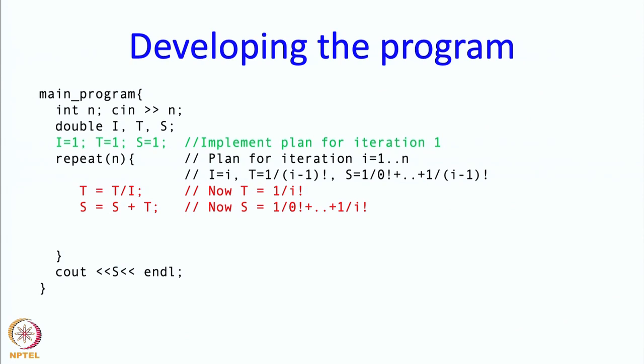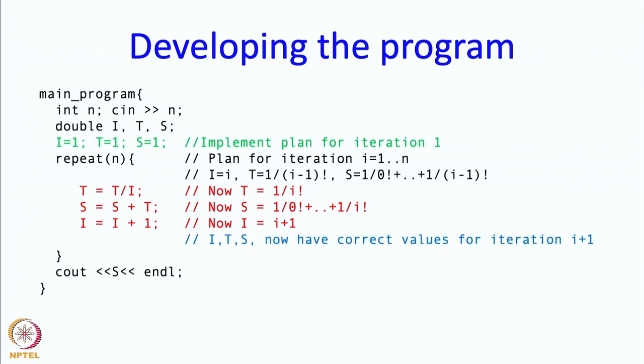Next, we said that we are going to add the newly calculated term to the sum, and in fact, the right statement to use for that is just to say S equal to S plus T. So note that this now means that S is equal to 1 over 0 factorial plus 1 over 1 factorial all the way till 1 over i factorial. Okay. And finally, to prepare for the next step, we really should be changing capital I to I plus 1. So that is what we are doing over here.